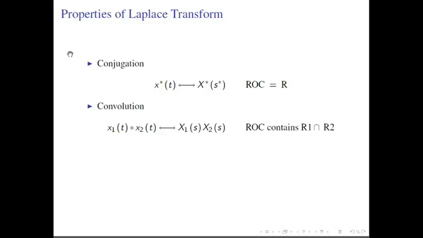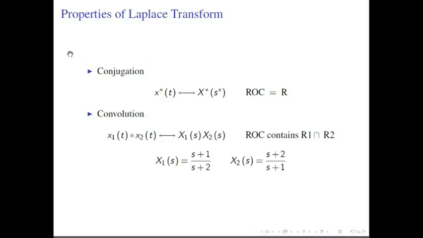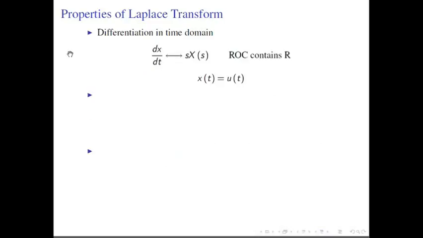The next property is the convolution property. If I am taking x1 of t convolution x2 of t and finding out their Laplace transform, then the Laplace transform will be X1 of s times X2 of s, and their ROC will contain the intersection of both. So this is one example where X1 of s is s upon s plus 1 upon s plus 2 and X2 of s is s plus 2 upon s plus 1.